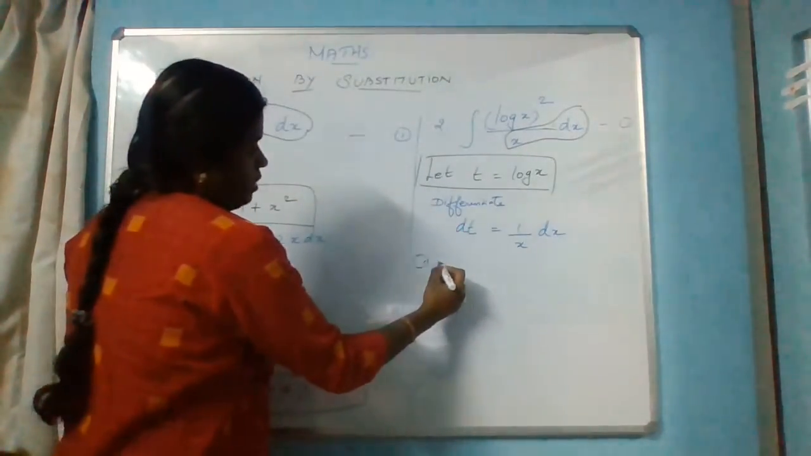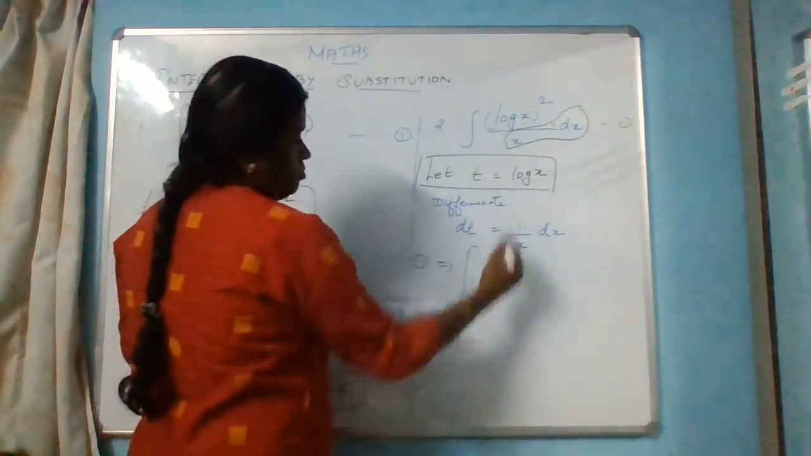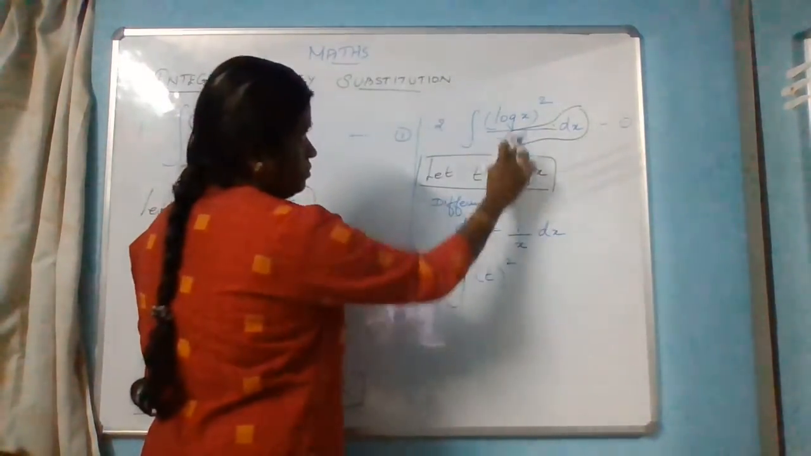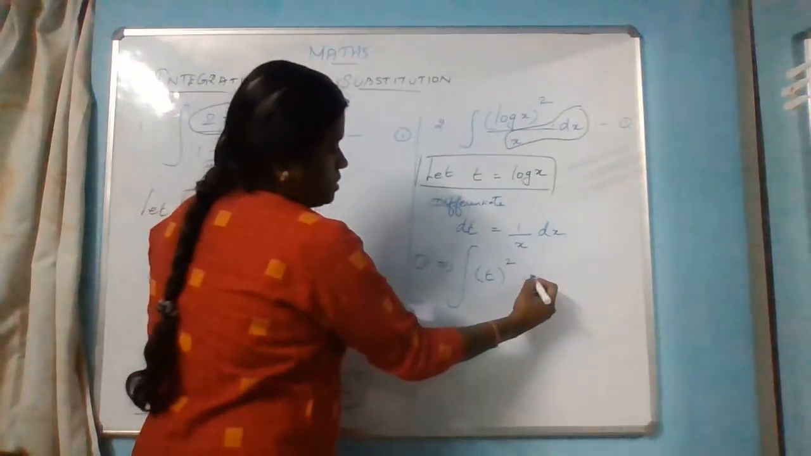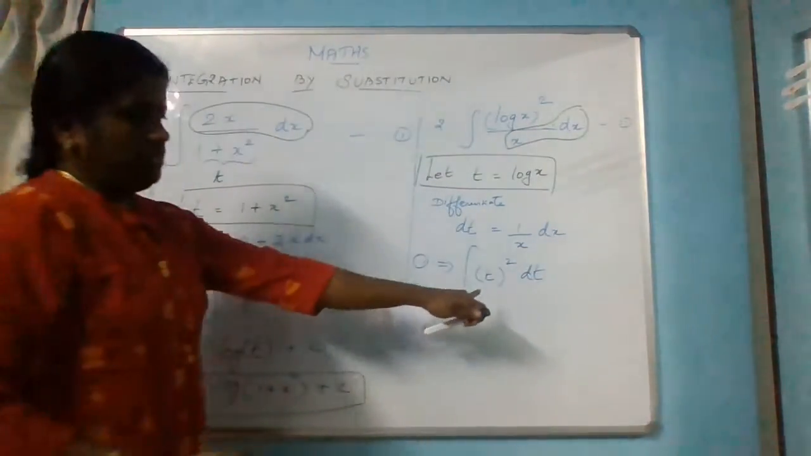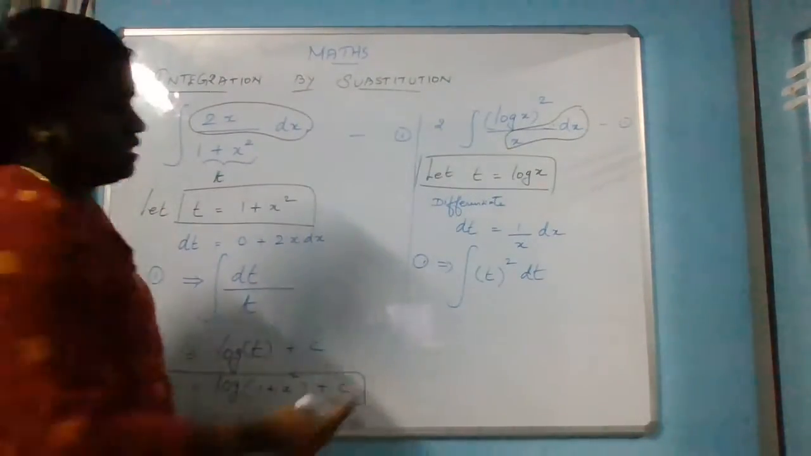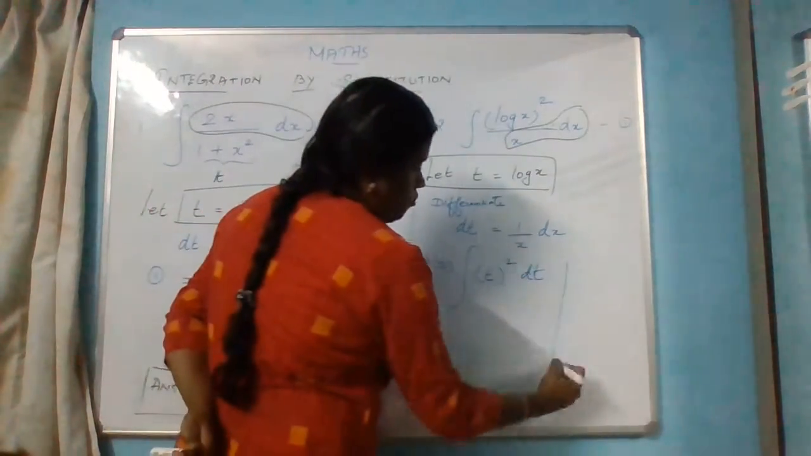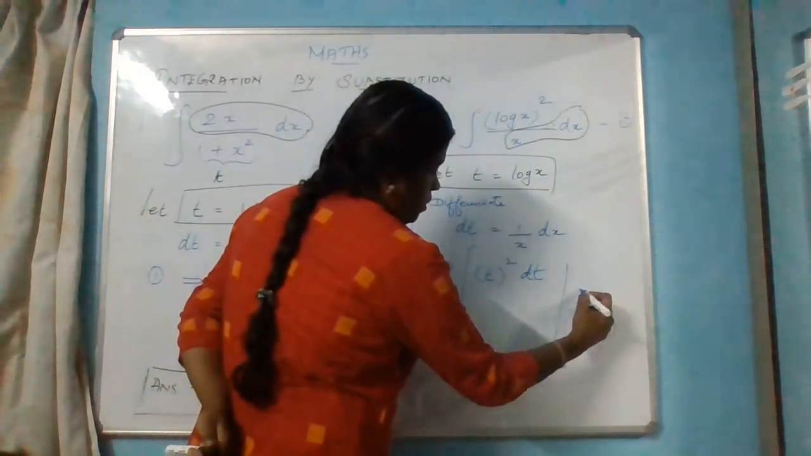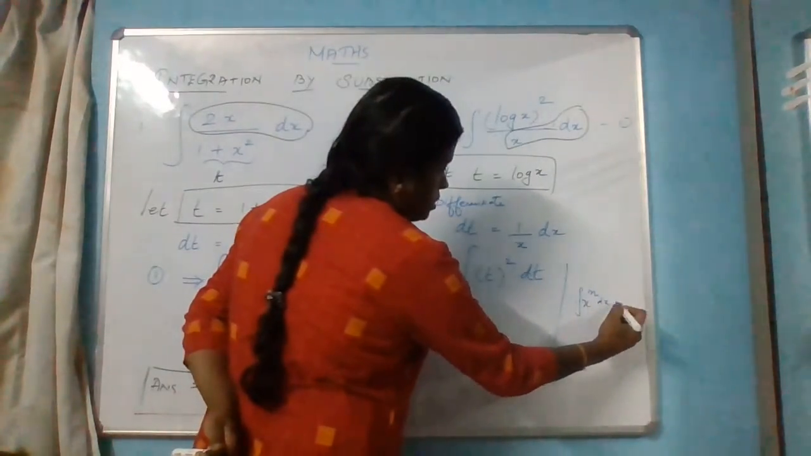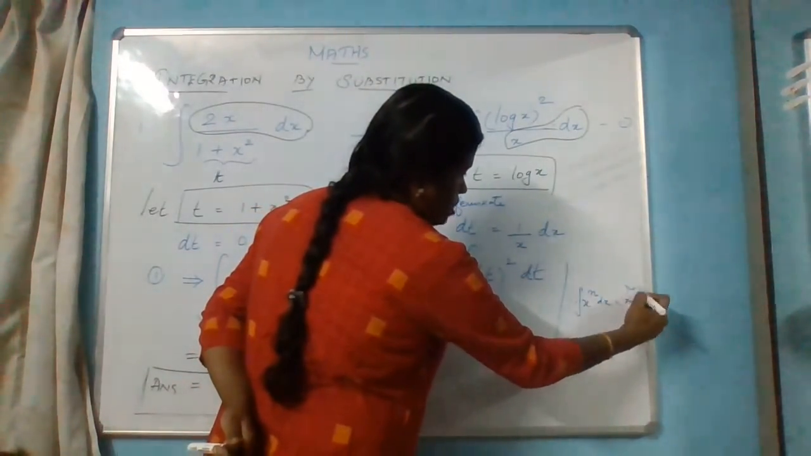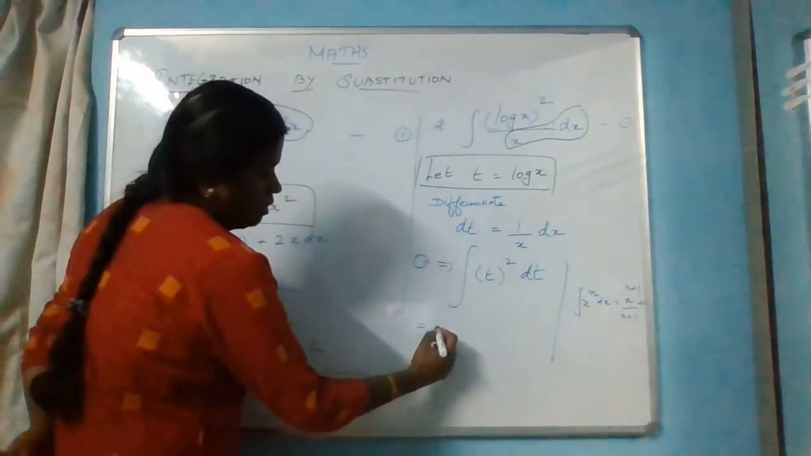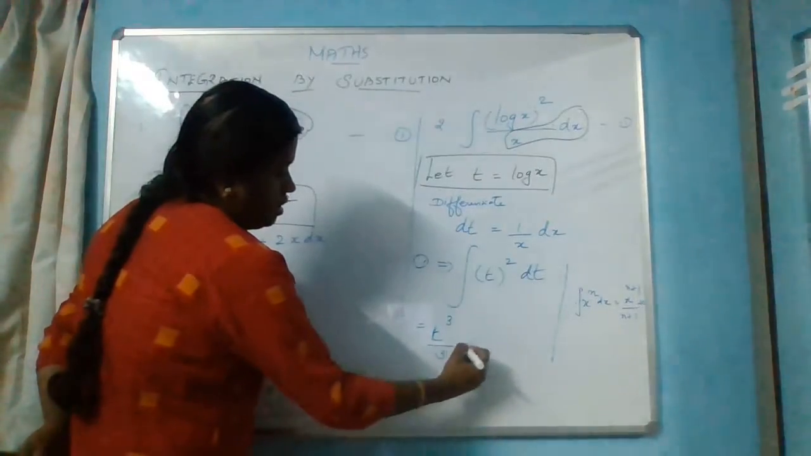So now it becomes integral, what is log x? This is nothing but t. T the whole square, and 1 by x dx is nothing but dt. So now you can see it has become very simple as integral t squared dt. So what is integral t squared in terms of dt? We know a formula, integral x power n dx is nothing but x power n plus 1 by n plus 1 plus c. So using that formula here, this becomes t cube by 3 plus c.